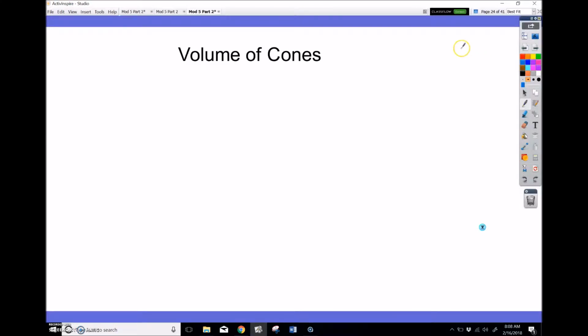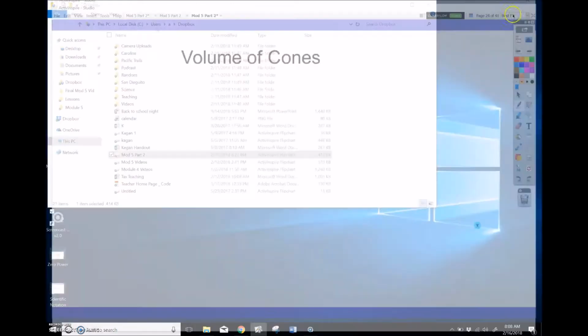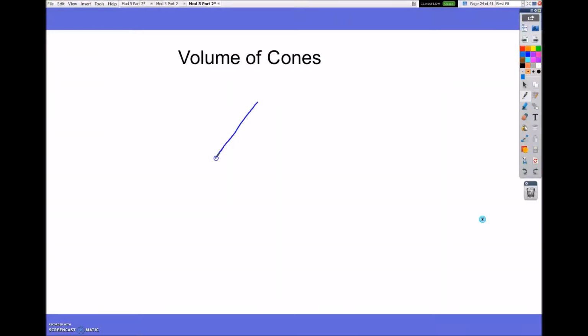Hey guys, today what we're going to be doing is looking at the volume of a cone. So the volume of a cone is, let me go ahead and draw you guys a cone. It looks like an ice cream cone, and so it's basically a circle that kind of comes up to a point.